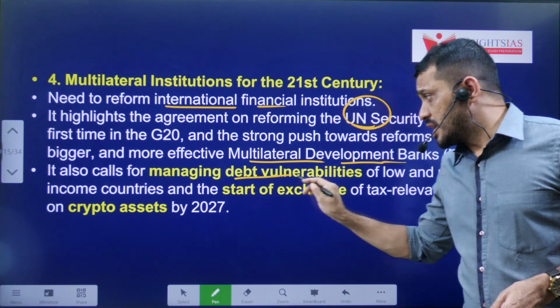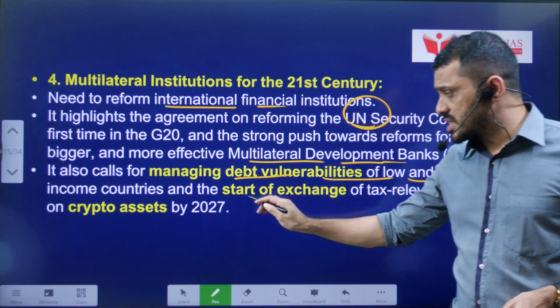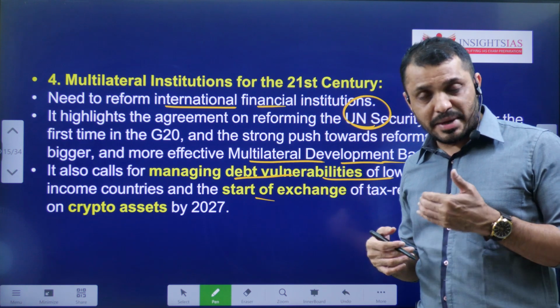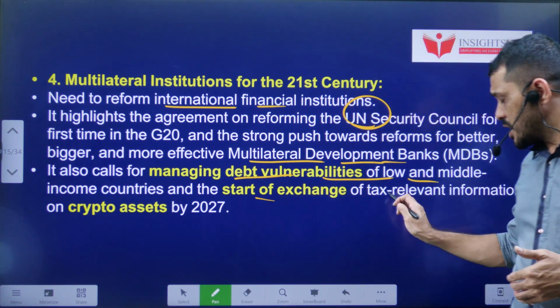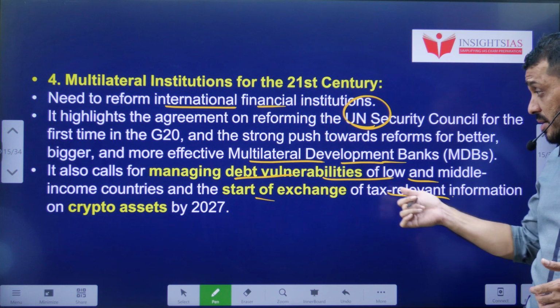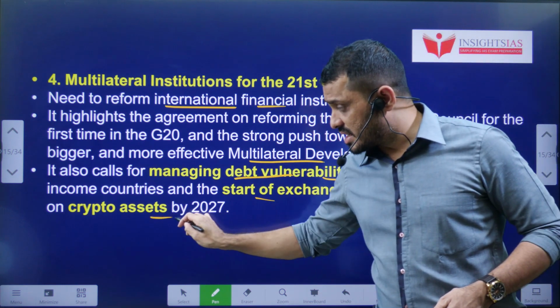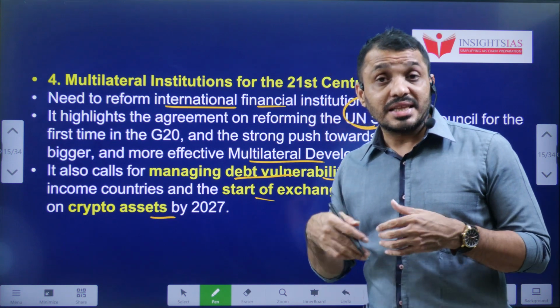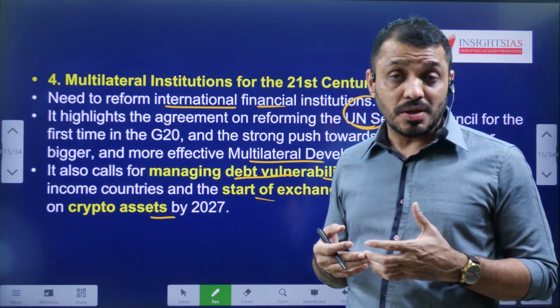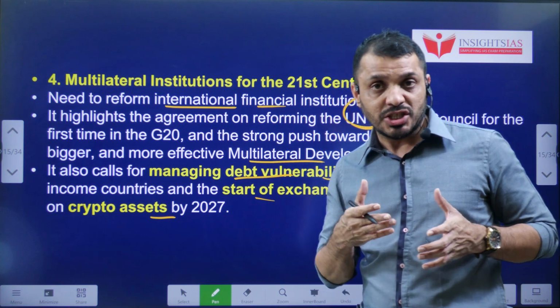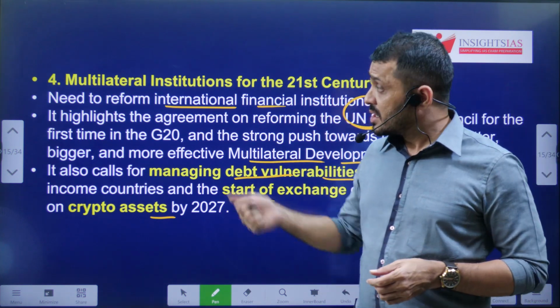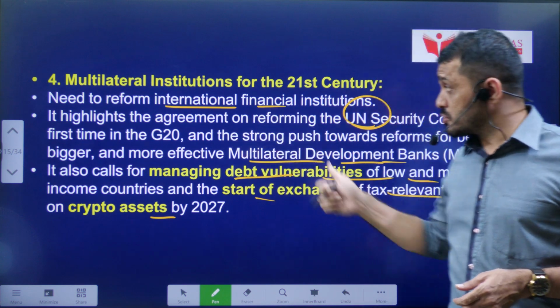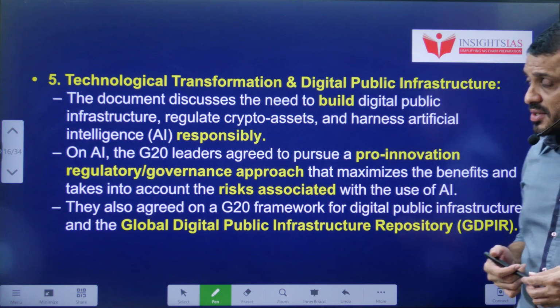And here it also called for how developing countries can manage their debt vulnerabilities. It also focused on the exchange of tax-related information on crypto assets. So regarding cryptocurrencies and their taxation, that information has to be exchanged between the nations by 2027. This is regarding the multilateral institutions for the 21st century.